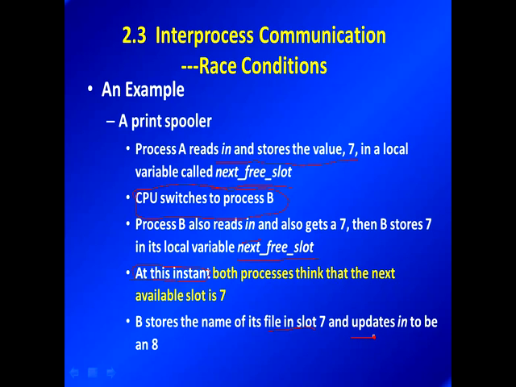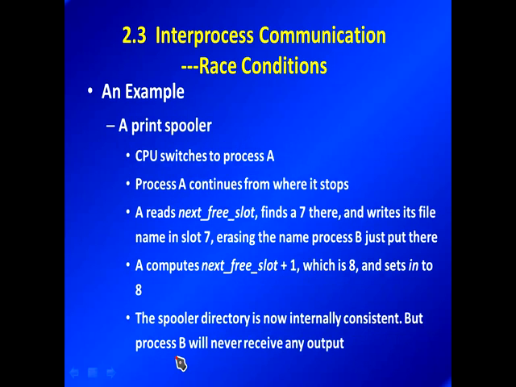Because process B already put a file in this idle slot, process B needs to be responsible to update IN to be 8, so that the next process knows that the next idle slot is 8, but not 7, because 7 is used by process B. Process B now just put its own file in slot 7. Also, it's all normal by now.